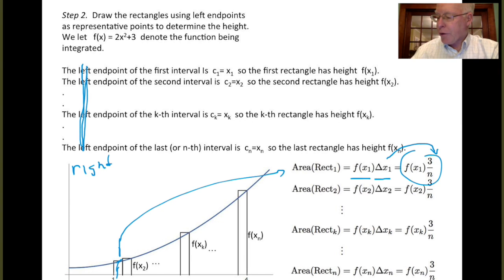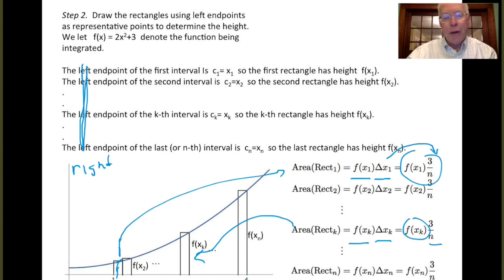And that trend just continues. Again, let's look at the generic one. The kth one is always of interest. The area of the kth rectangle, again, is just its height, f of xk, times its width, delta xk. The widths are all 3 over n. That was instructed in the problem. And then width times height.